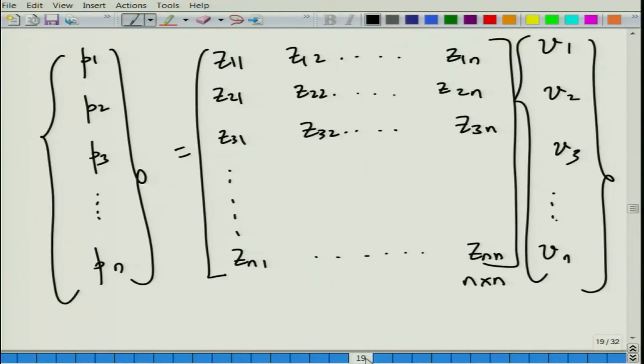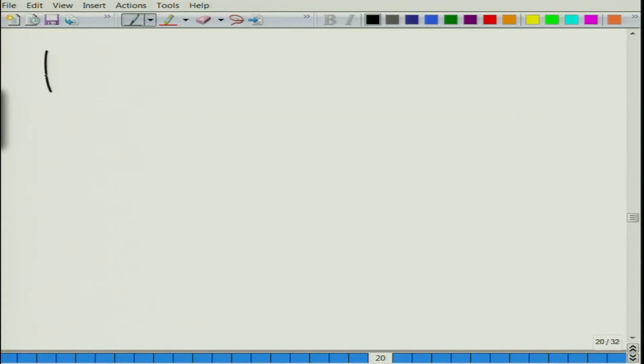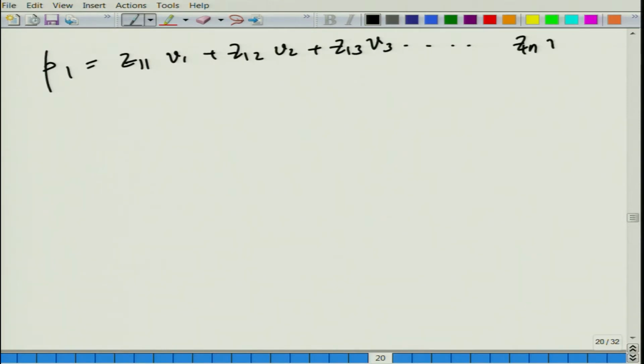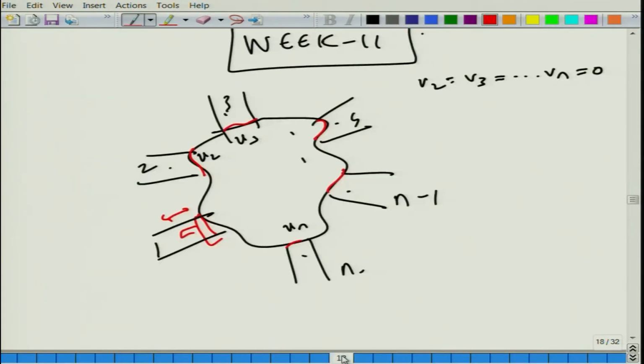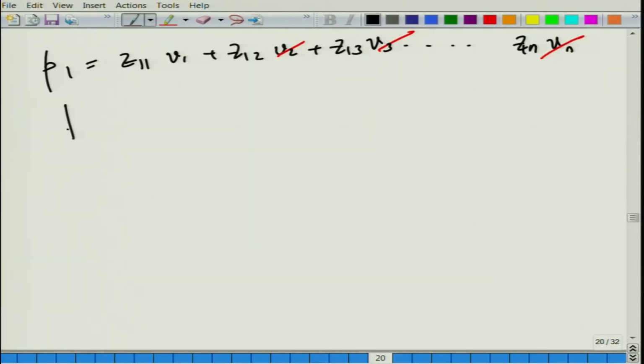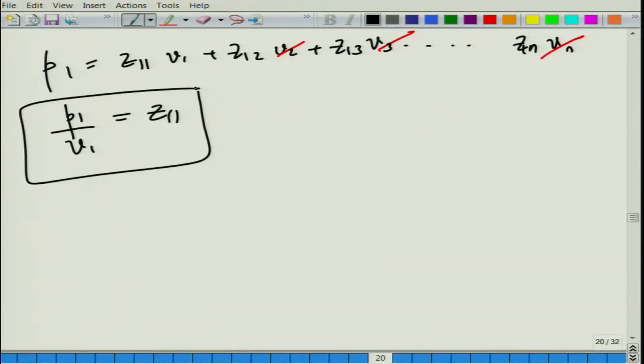Under such a condition, what will all these things become? P1 is equal to Z11 times V1, Z12 times V2 and so on. So, let me expand this out. P1 is equal to Z11 times V1, Z12 times V2, Z13 times V3 and Z1n times Vn. But then all these terms are 0. Why? Because you have blocked all the ports, you have covered them with a rigid surface. So, the acoustic velocity normal to the surface is necessarily 0. So, you get P1 by V1 is equal to Z11.